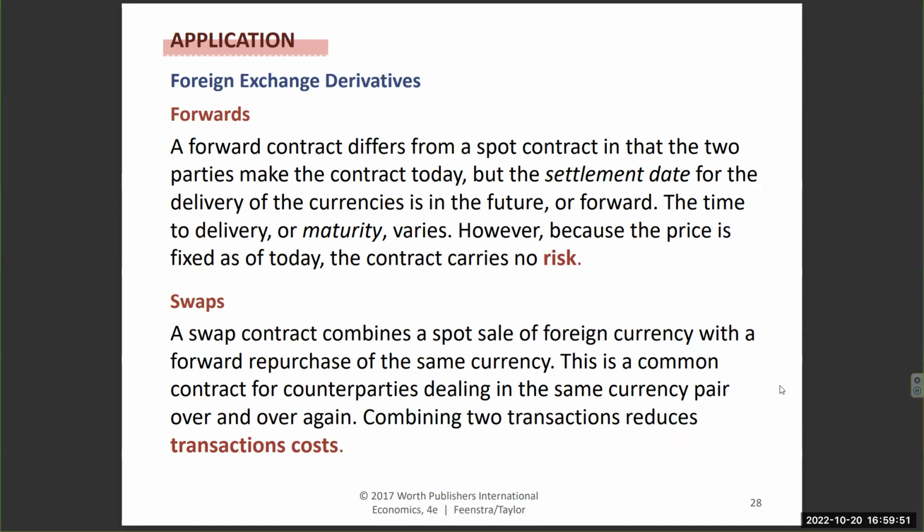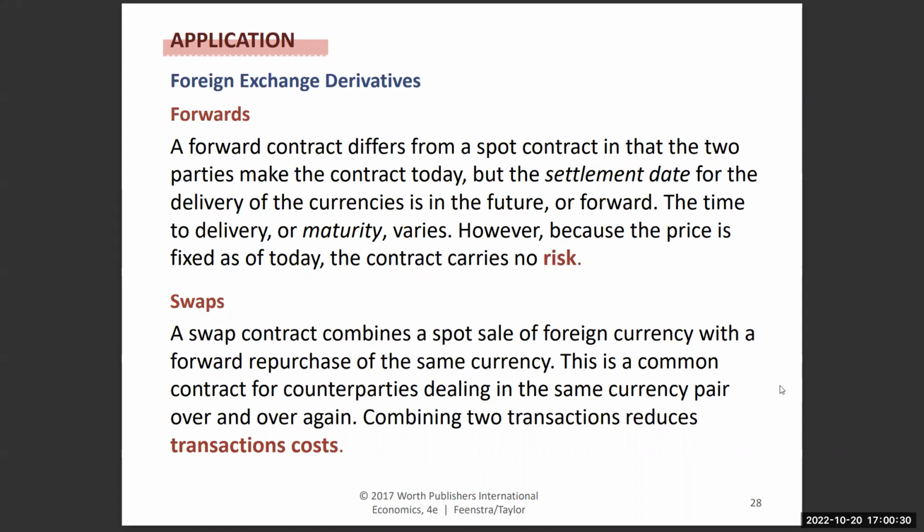So forward is the contract that differs from a spot contract in that the two parties make the contract today, but the settlement date for the delivery of the currency is in the future. But it does not necessarily need to be the currency. We have the currency case because we are in international finance, but as I said, it could be pigs, for example, pig's meat. I don't know. There is a lot. So wheat, pig's meat, coal, whatsoever.